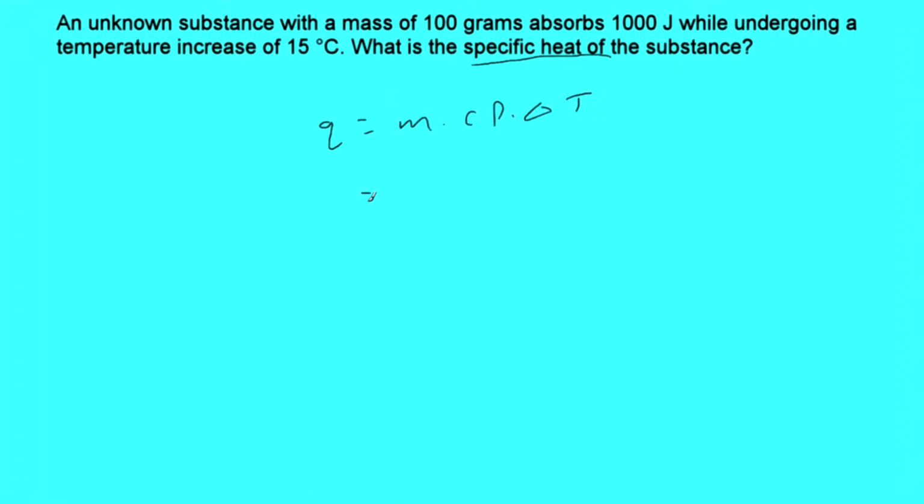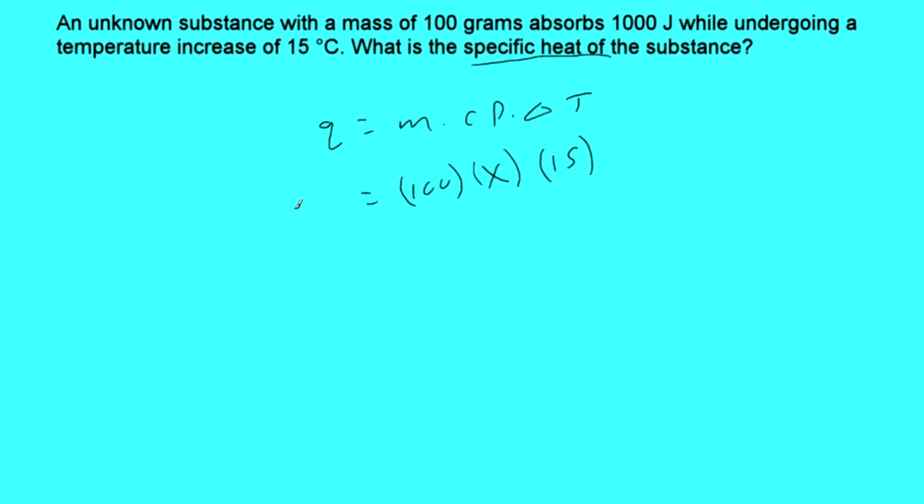Okay, let's plug in the numbers that we have. We have 100 grams. We're solving for specific heat, so that's like our X. And then our change in temperature, it says it increases by 15 degrees. So we don't have to do any calculations. We just put the 15 in. If it says it's increasing by 15, this is going to be a positive number because the final is going to be more than the initial.